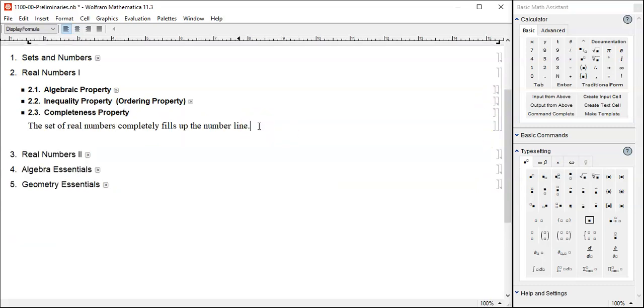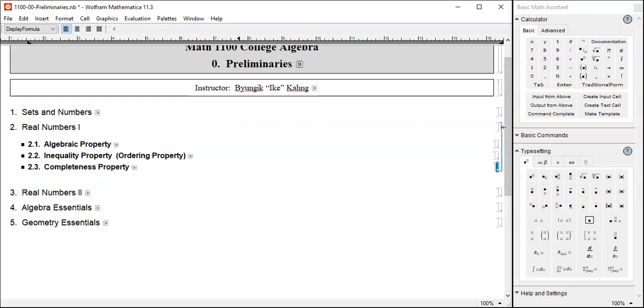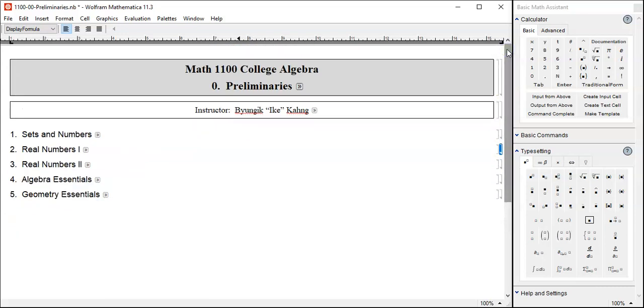Finally, completeness property. The set of real numbers completely fills up the number line. Consequently, we can associate coordinates and all kinds of real number arithmetic with geometry. This allows us to consider coordinate planes and the graphs of functions, and we can consider lines and circles and so on and so forth.